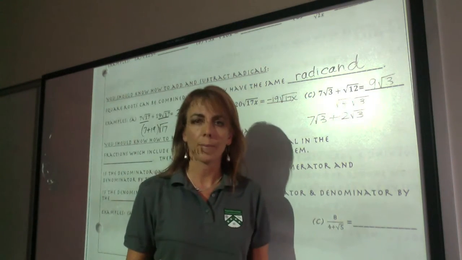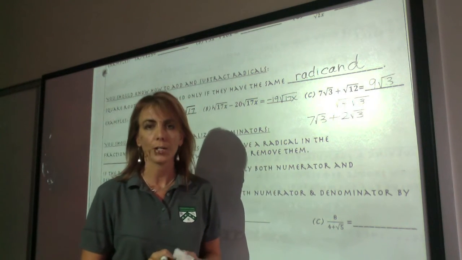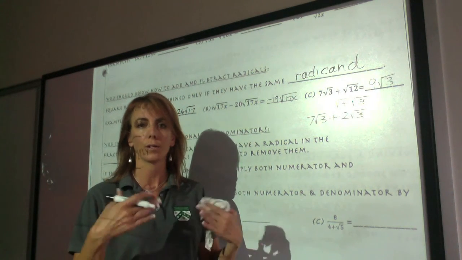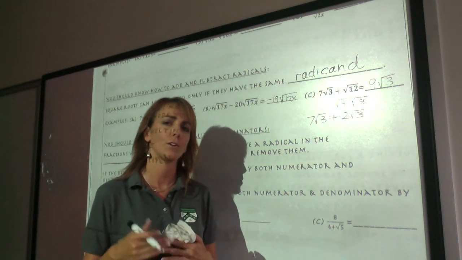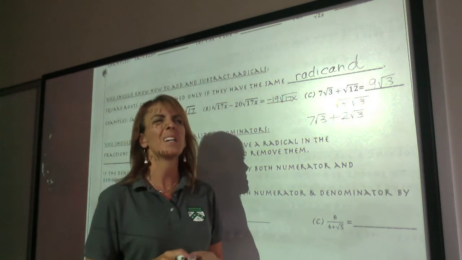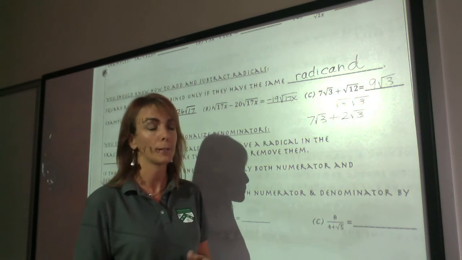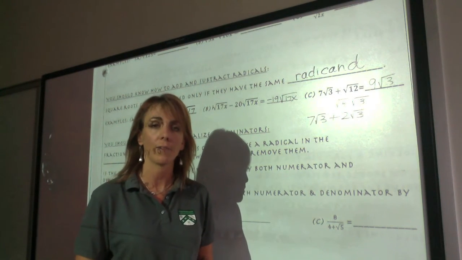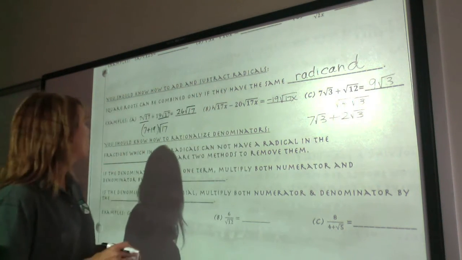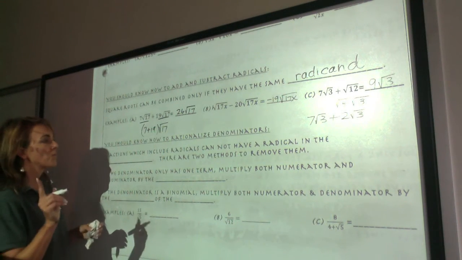So the last topic that we're going to address in this video is how do you rationalize the denominator of an expression that has a radical in the denominator. We don't really care about radicals in the numerator, but it is convention that we don't want to have radicals in the denominator. And there's really 2 types of expressions that have radicals in the denominator. One of them has a single term.